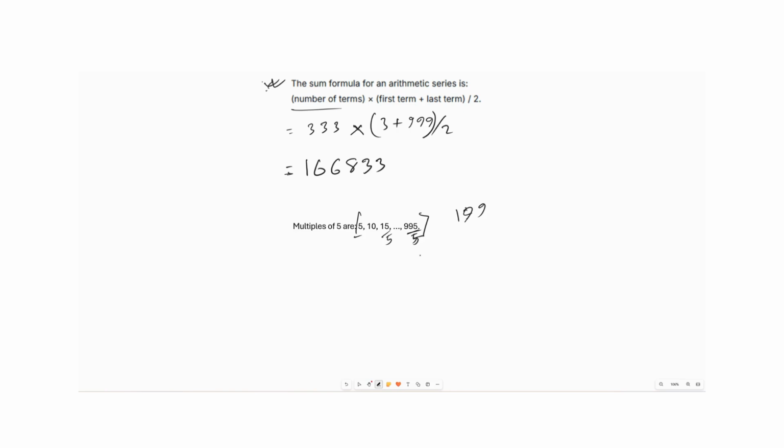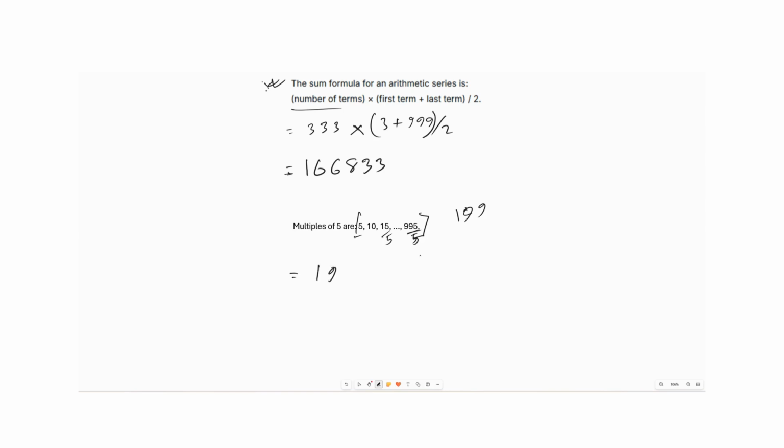Let me tell you why this is the last element, because no other number that comes after it can be divisible by 5, right? So 996 cannot, 997, 998, 999. 1000 can, but we cannot take 1000, because below 1000 we need to consider, right? This is the constraint given by the problem.